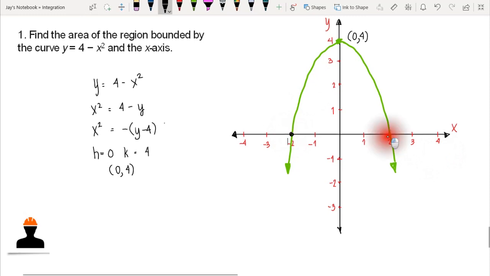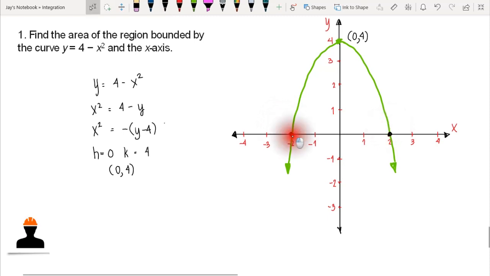And this point here. So how are we going to determine these points of intersection? We will be needing them so that we have the data for the limits of our area, which is from this point up to this point here.